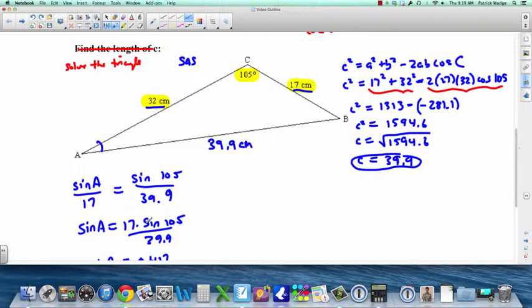So A is 24 degrees. Great. The only thing we have to get now is B. We could use the cosine law. We could use the sine law again. But what's the easiest way to do it?